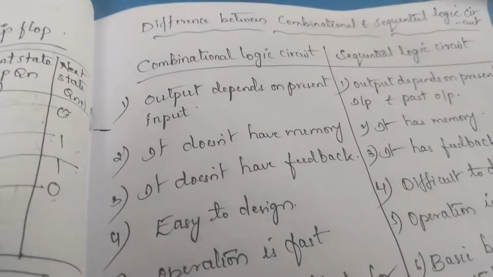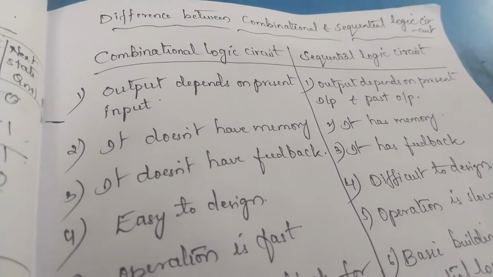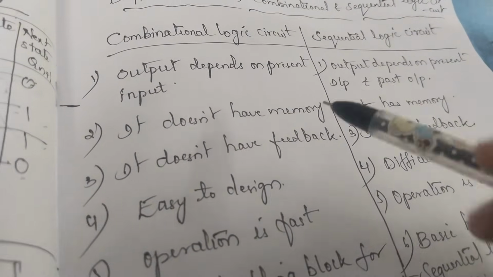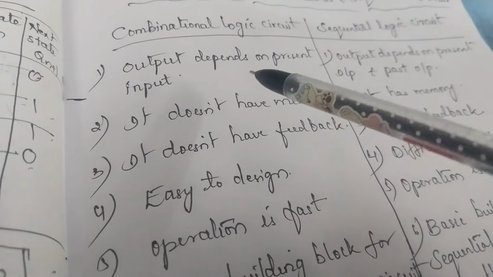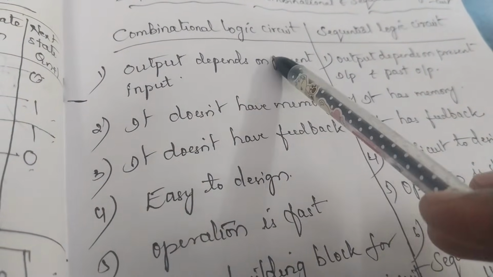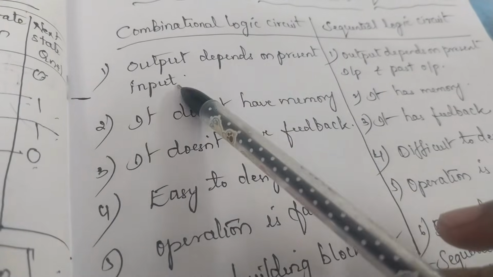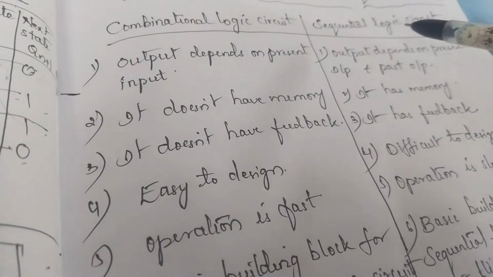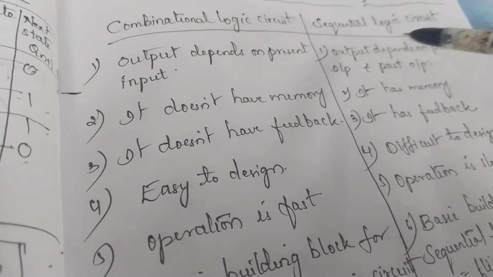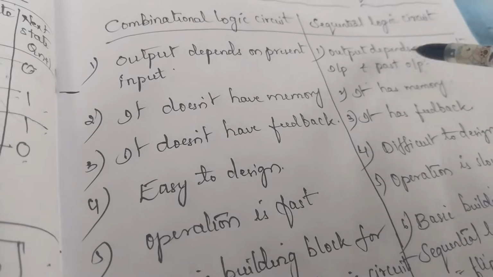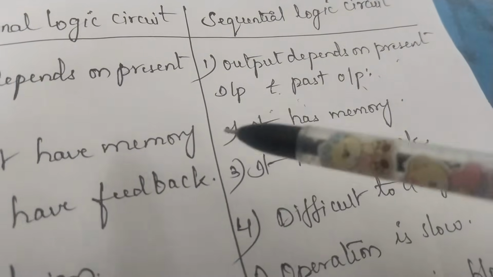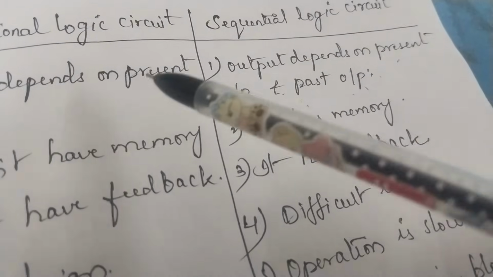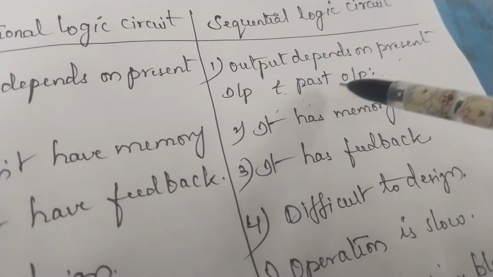And the last topic I'm going to cover is the difference between combination logic circuit and sequential logic circuit. Most important question for 3 marks. Definitely you can expect it in your end semester exam. For the combination logic circuit, first you have to write the definition. Here the output depends on the present input only, whereas in a sequential logic circuit, the output depends on the present input and past output.